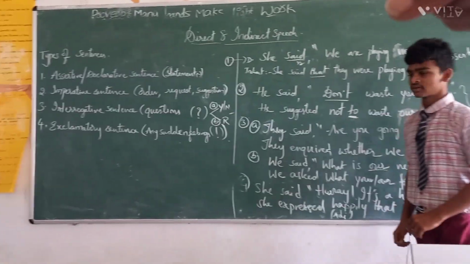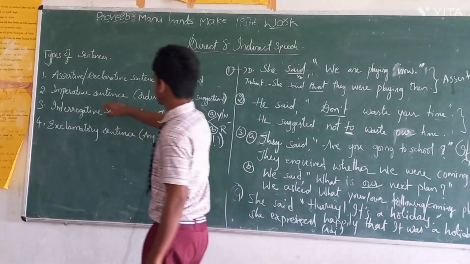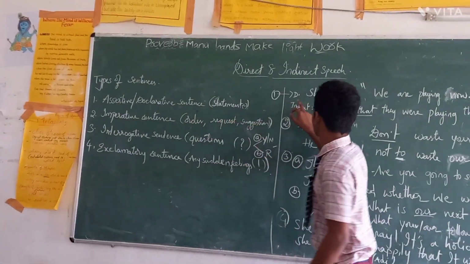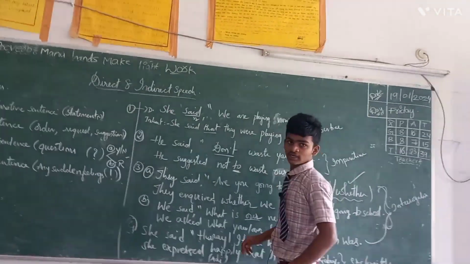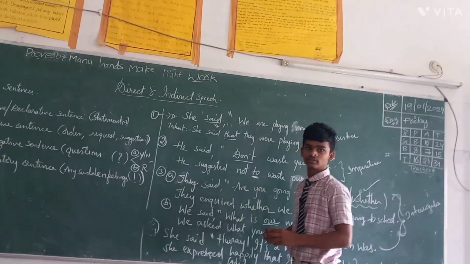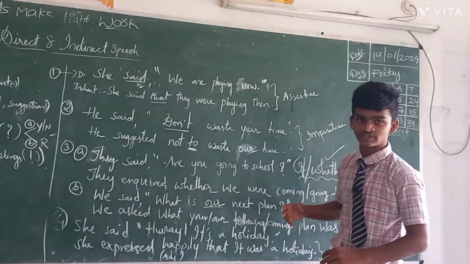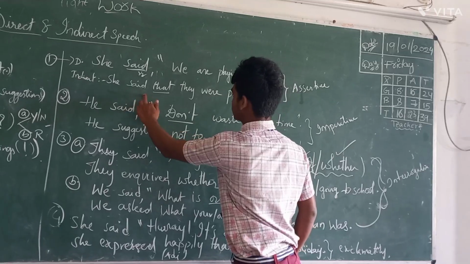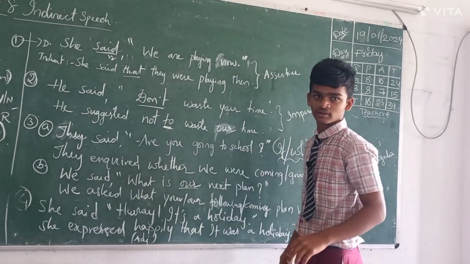Can you say an example of each sentence first? Yes, ma'am. Please tell one example for each sentence. Assertive sentence, example 1. She said, we are playing now. This is direct speech. It is changed into indirect speech. She said that they were playing then.